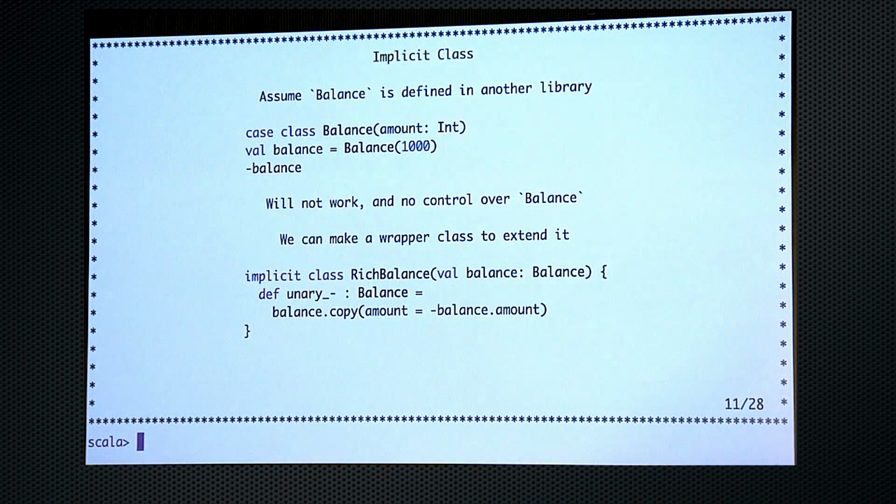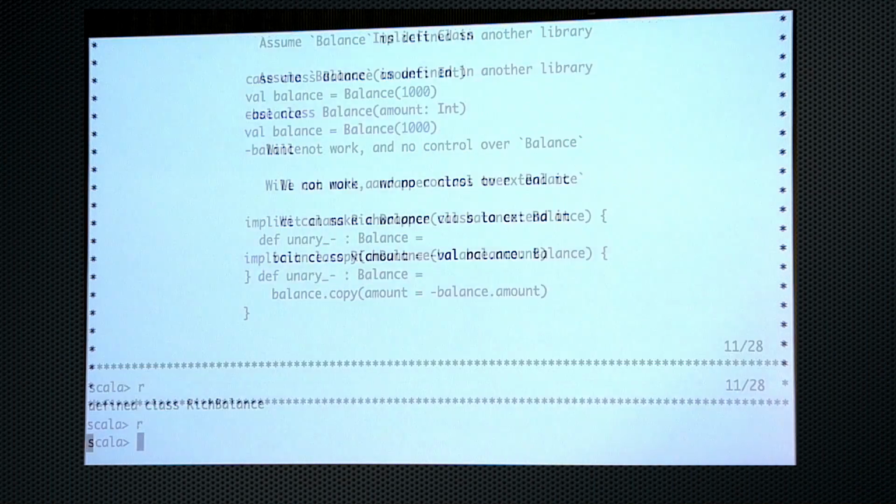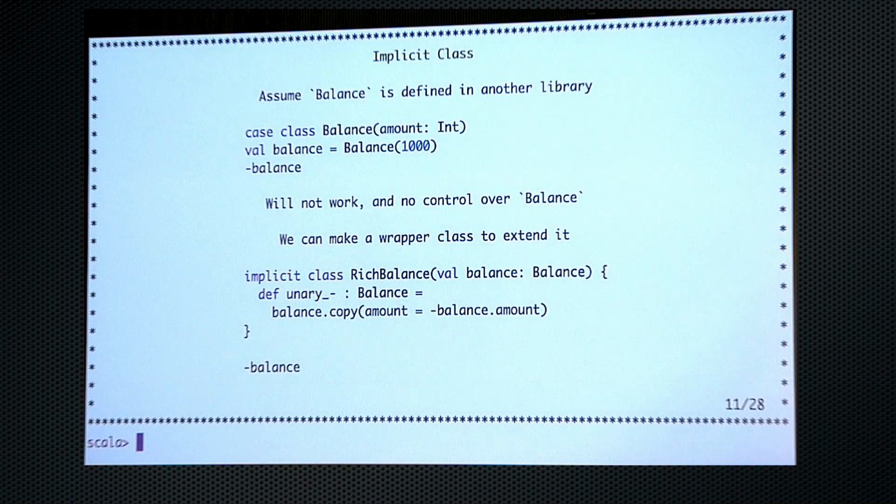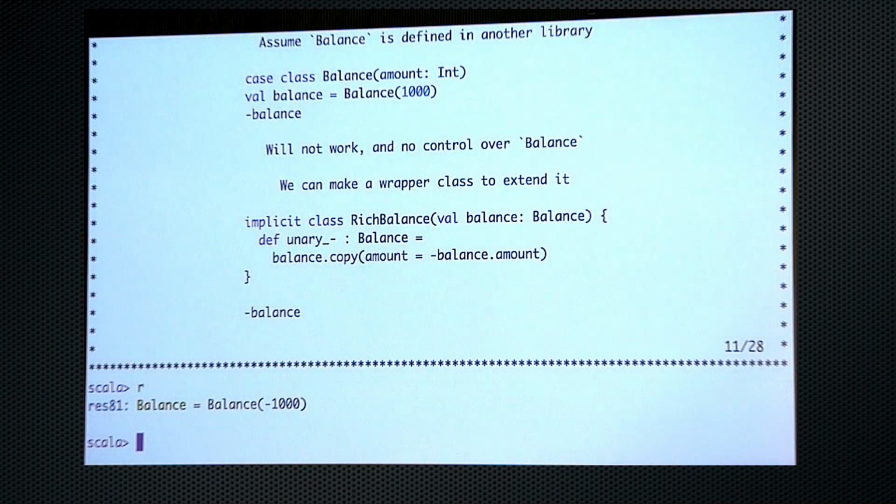Now we can make a wrapper class again, but instead of making a wrapper class and defining an implicit conversion that will lift your type to the wrapper class, we can also use an implicit class here. And this works because we supply it with one value parameter. Then on the RichBalance, we define the method we want to have. And then, if we try to do minus balance, it will actually work because it will see the implicit class. It knows it can lift it to this type, to this RichBalance, and we can call the unary operator, the minus.